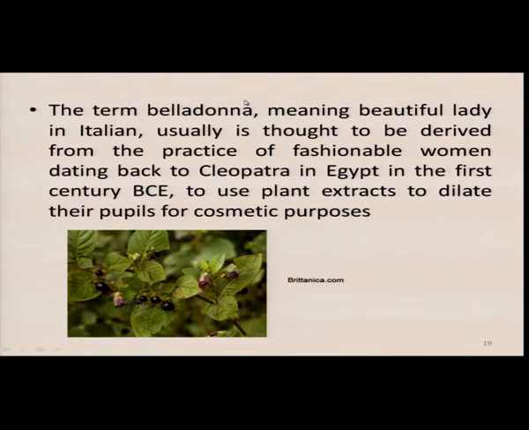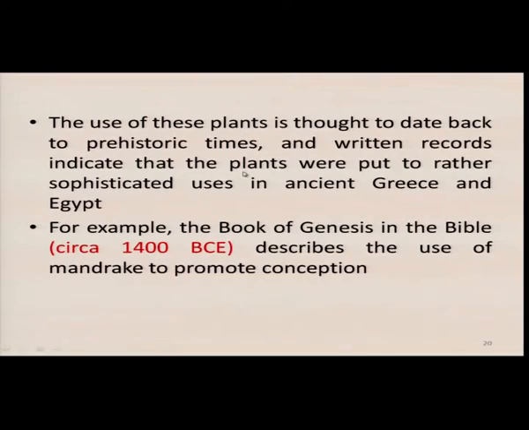The term belladonna, meaning beautiful lady in Italian, is usually thought to be derived from the practice of fashionable women dating back to Cleopatra in Egypt in the 1st century BCE to use plant extracts to dilate their pupils for cosmetic purposes. So the use of atropine to dilate the pupils was well known from the time of Cleopatra, and this was used as a cosmetic.